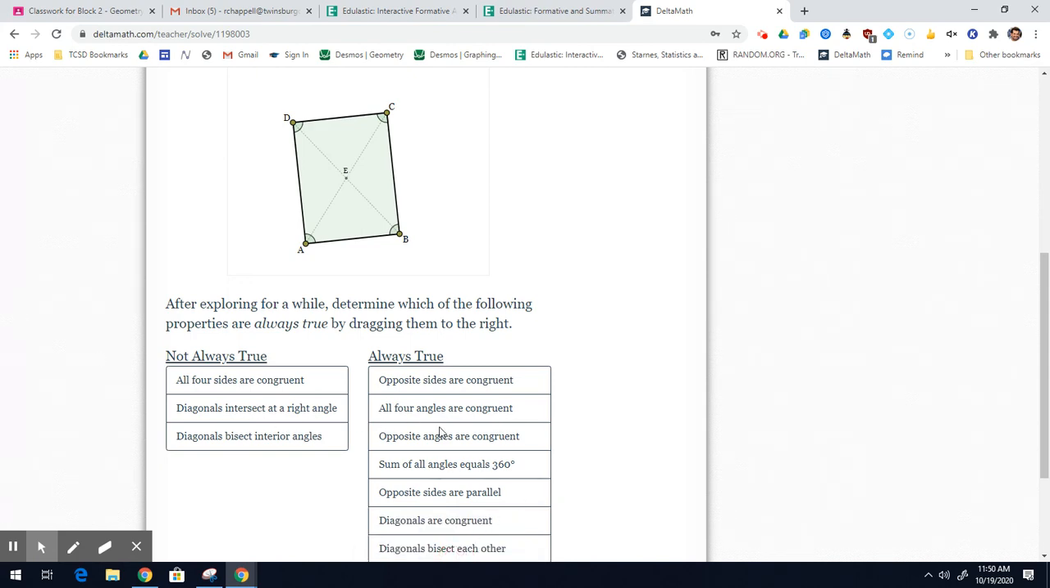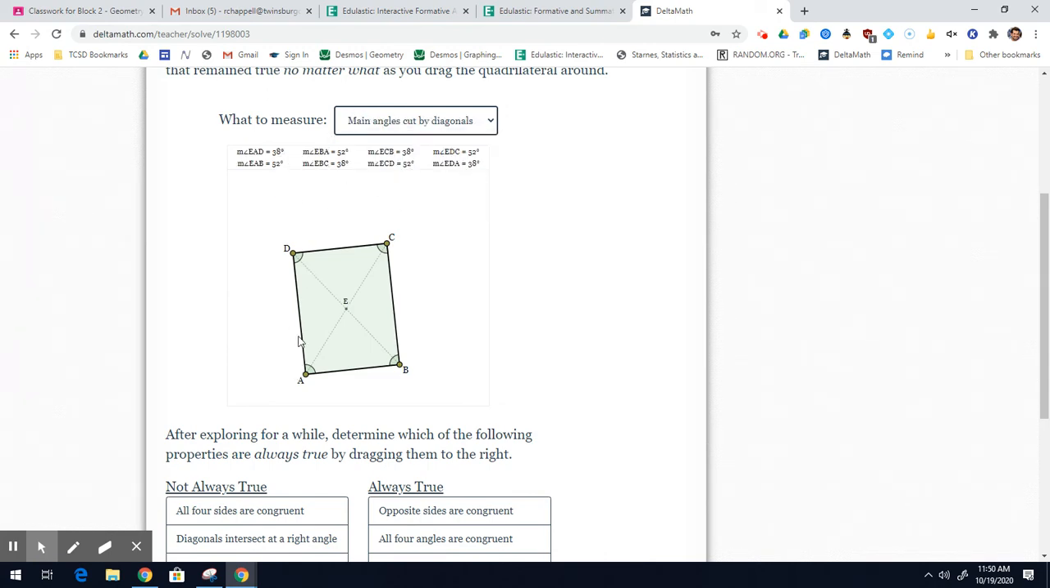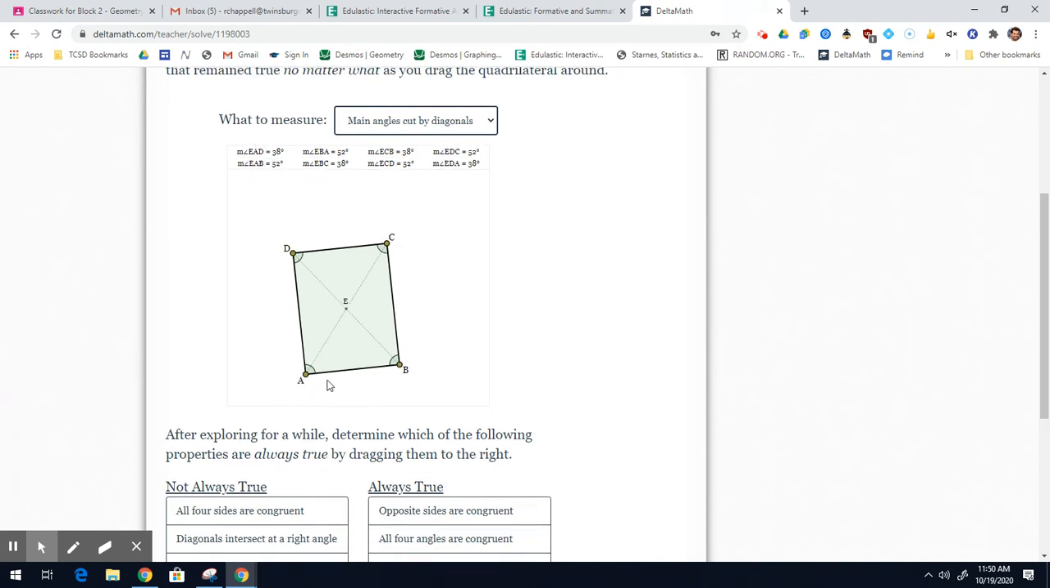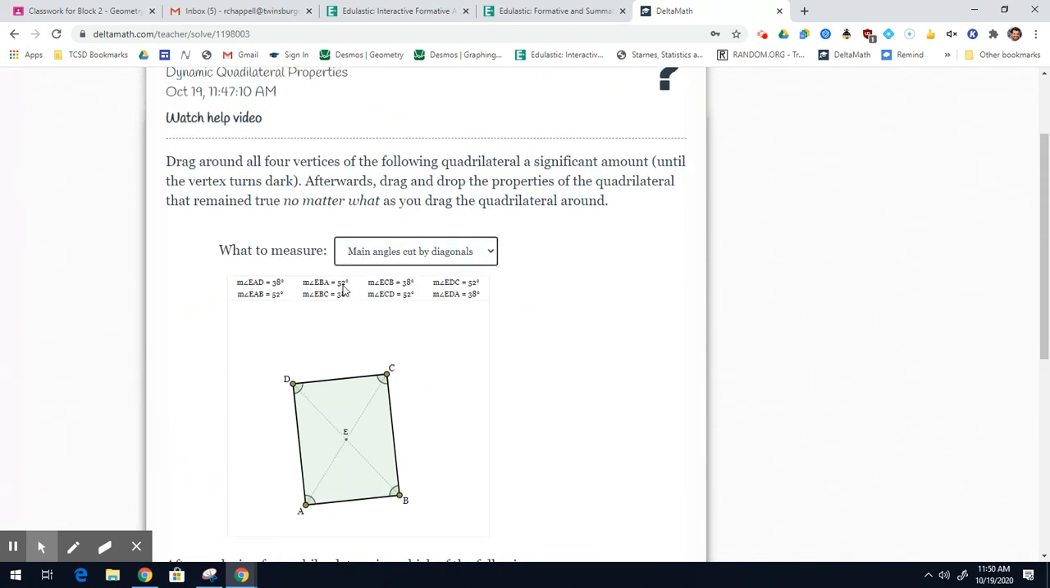And now we're talking about the other angles. So now we're going to look at the main angles cut by the diagonals. So EAD is this angle here, and EAB is this angle. So notice that these angles are different measures, 38 and 52, at each vertex. So the angles at A are different, the angles at B are different. So the diagonals do not bisect the interior angles, right? That's in a rhombus, not in a rectangle, okay?